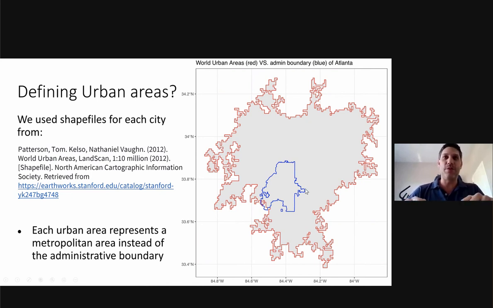We can see this blue boundary here is the administrative boundary. So if you said, give me the city of Atlanta, that's what you would get. But using the metropolitan area provided by this resource here, we get a much larger area that's showing these tendrils of Atlanta leaping out, showing the areas of urbanization and high population densities. And so this red area here is what we're using to define the urban area for each of the cities that we've identified.